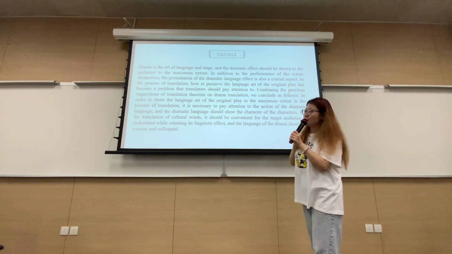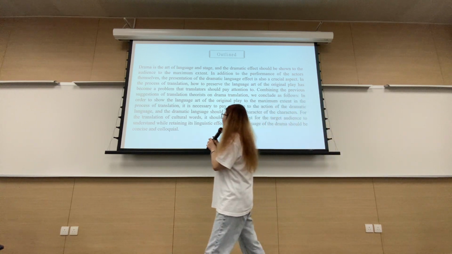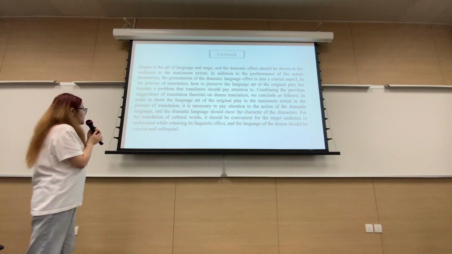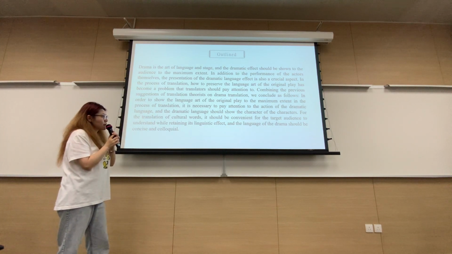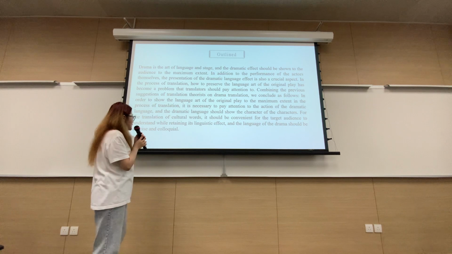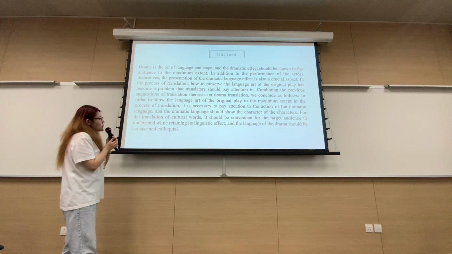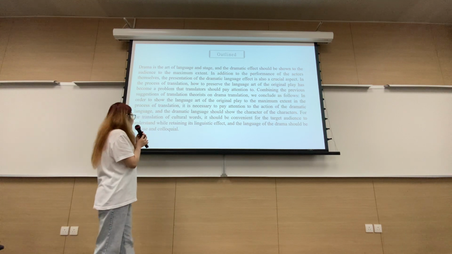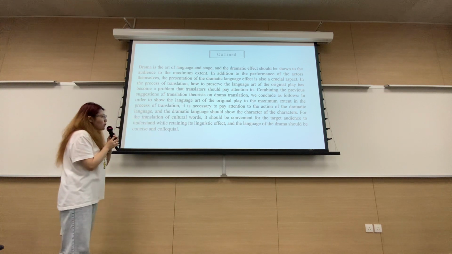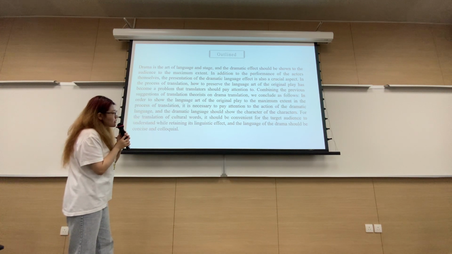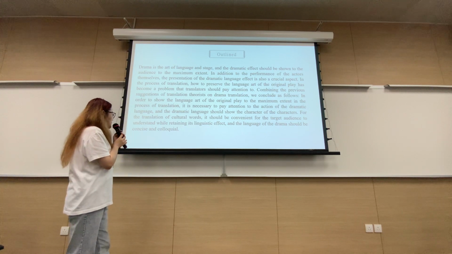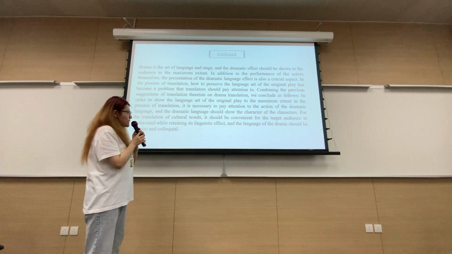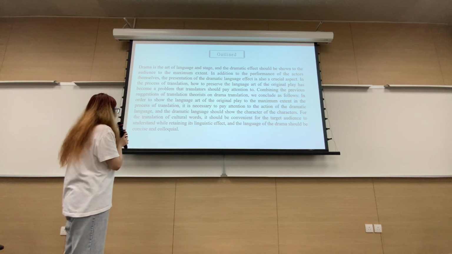First, in order to show the language art of the original play to the maximum extent in the process of translation, it is necessary to pay attention to the action of the dramatic language. And the dramatic language should show the character of the characters from the translation of the cultural world. It should be convenient for the target audience to understand while retaining its linguistic effect, and the language of drama should be concise and colloquial.